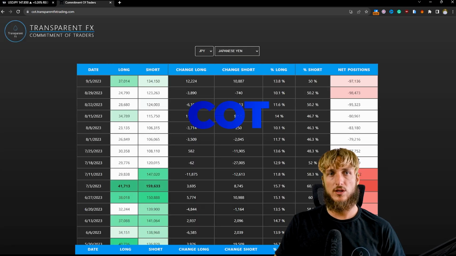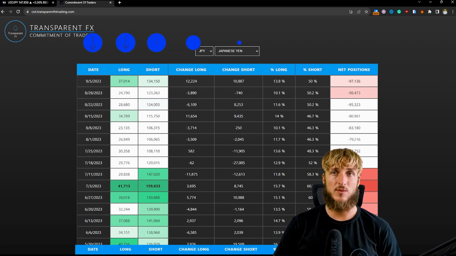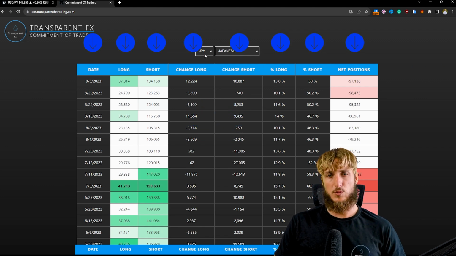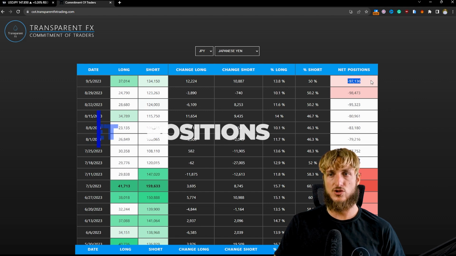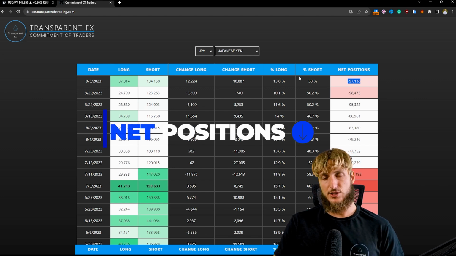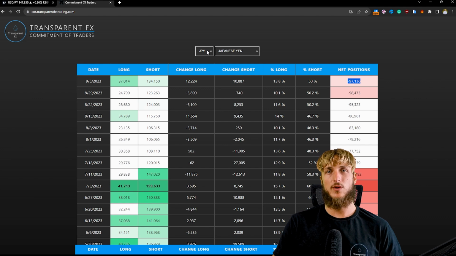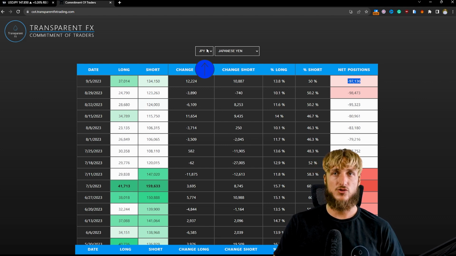Now, if we go and see what is going on, if we look at the commitment of traders, so what institutions are doing in the market, which is the COT data, and we look at the data precisely for the JPY, we can see how with the last reports, net positions have been decreasing quite a bit. We went from minus 77.7k net positions all the way down to minus 97.1k net positions. This shows how institutions have been moving to the bearish side of the JPY, making USDJPY stronger.